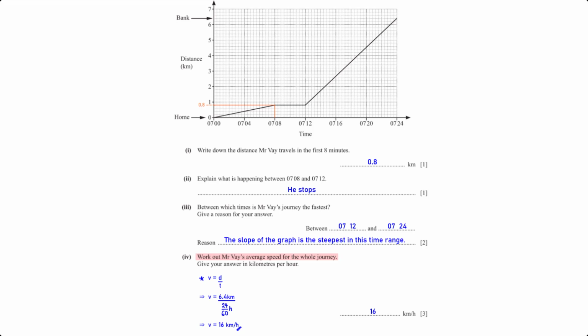Work out Mr. V's average speed for the whole journey. Give your answer in kilometers per hour. We can use this formula to get his average speed. From the graph, the total distance he covers is 6.4 kilometers and the total time duration for his journey is 24 minutes. To convert 24 minutes to hours, we divide 24 by 60. This gives us 16 kilometers per hour.